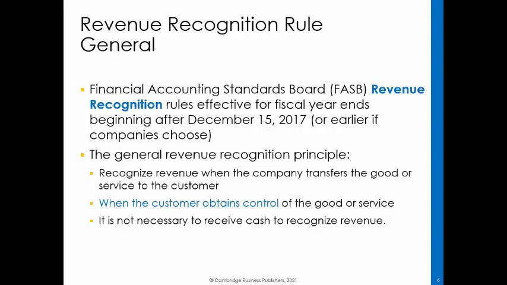It is not necessary to receive cash to recognize revenue. Every sale involves a contract, whether express or implied, between the company and the customer, whereby the company agrees to transfer a good or service to the customer and the customer agrees to pay for it. All that is necessary for the company to recognize revenue is for the good to be transferred or the services performed. It is at this point that the company's performance obligation is satisfied and revenue can be recognized.